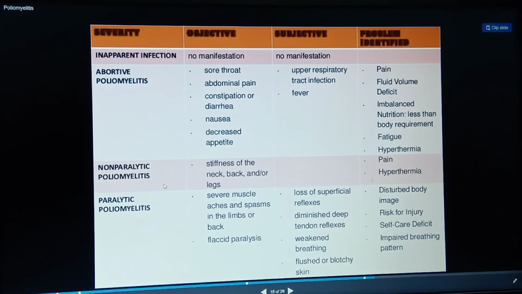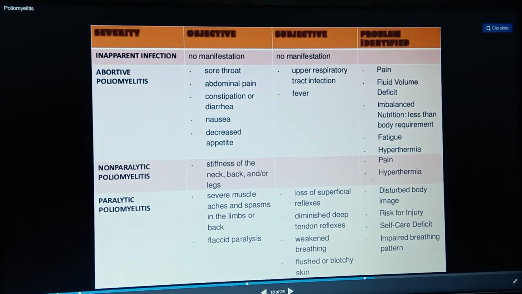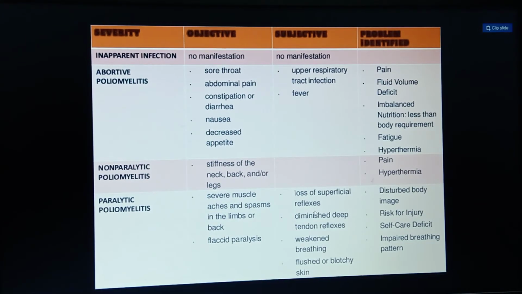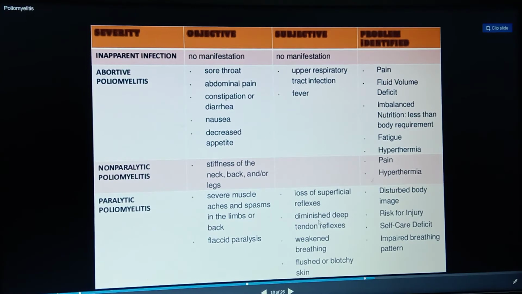Next, in non-paralytic poliomyelitis, they are going to observe stiffness of the neck, back and legs, and the person is going to get paralysis. No subjective signs are identified. Pain and hyperthermia are the problem identification. In paralytic poliomyelitis, there are severe muscle aches, spasms in the limb, some swelling, and back pain, or you can see flaccid paralysis. As subjective, loss of superficial reflexes, like extension, abduction, adduction, meaning movement of your legs, and diminished deep tendon reflexes.